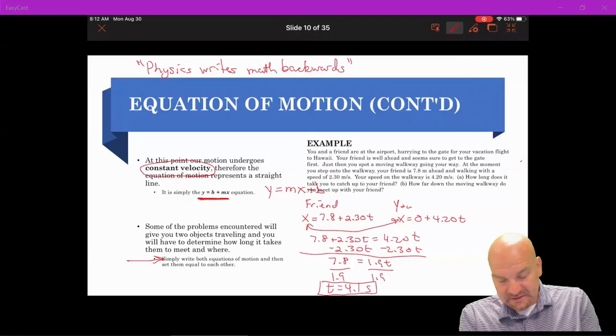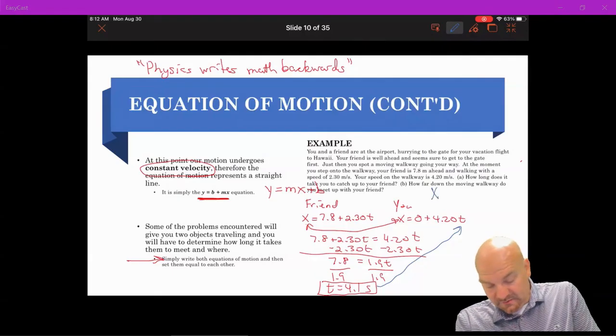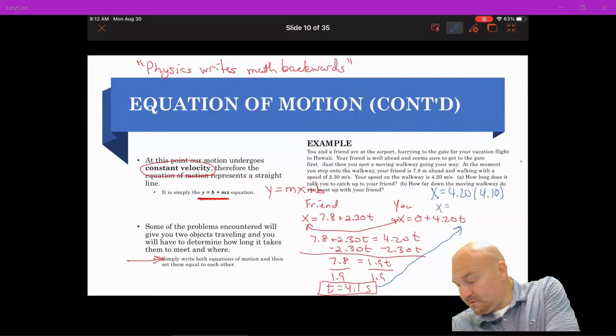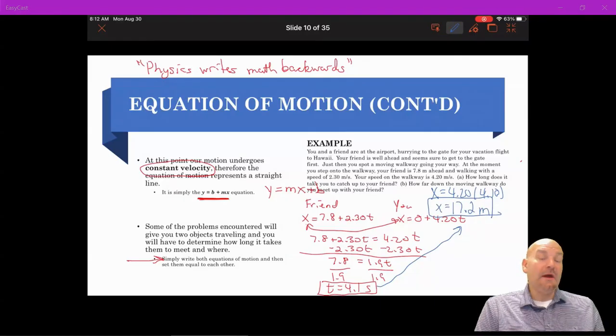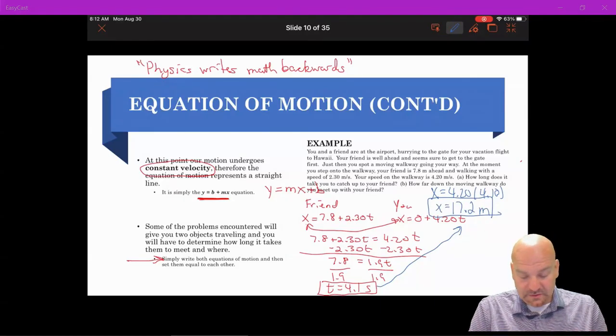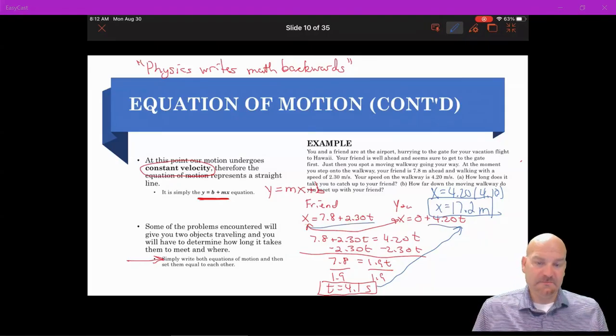Okay, now to do the rest of the problem, all I have to do is take this 4.1, plug it in to any of the two equations, and that will give me where we meet. So we're just going to do 4.2 times 4.1, and it's going to give me a meeting point of 17.2 meters down the way. Now, you can also solve this using your graphs, right? So graph this, and then you find the point of intersection.